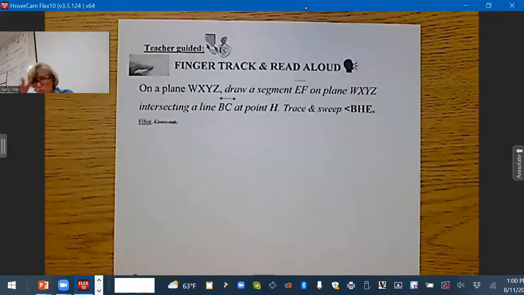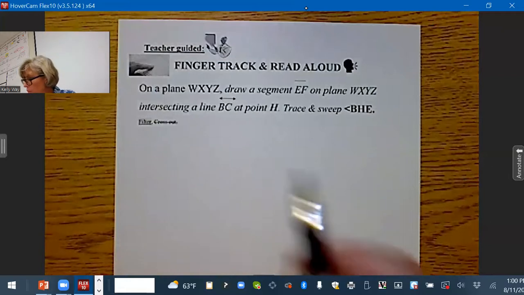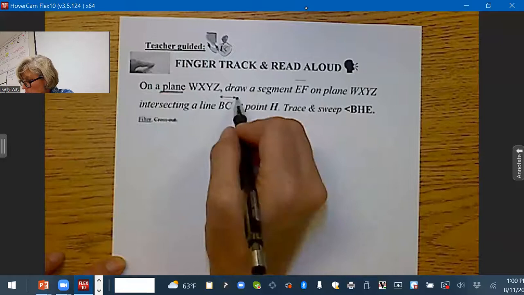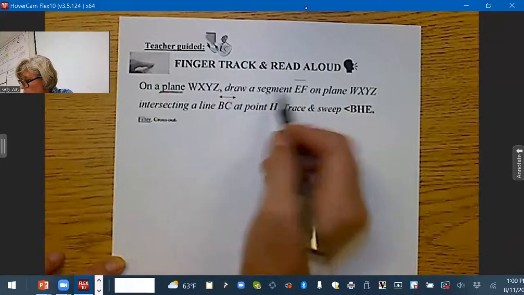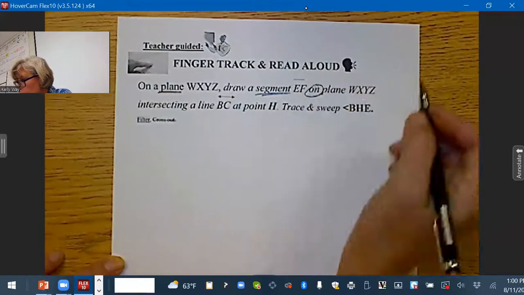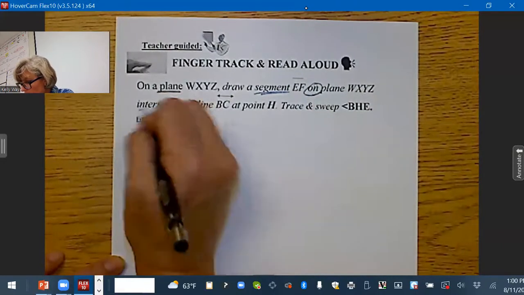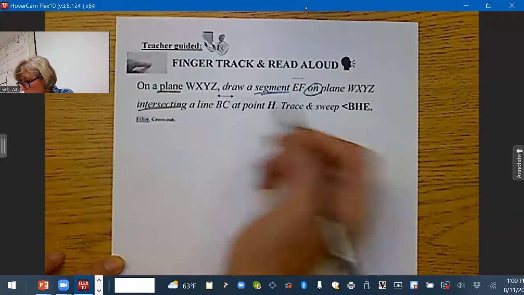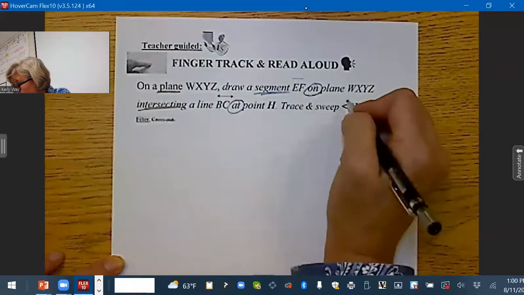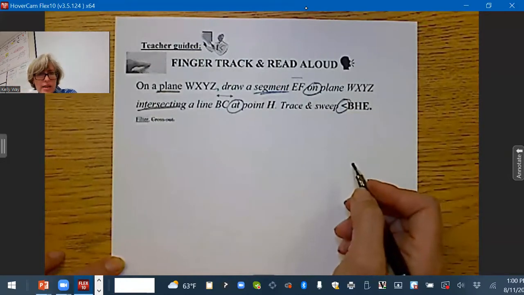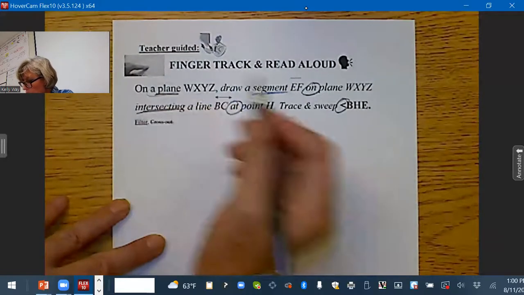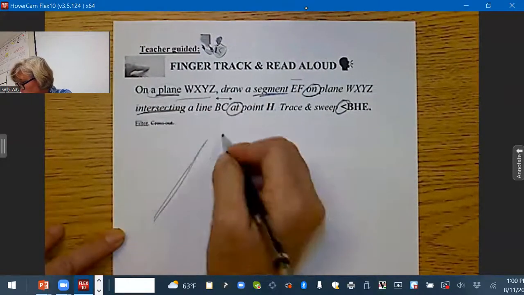Ready? Pass number 2, filter. Draw a plane WXYZ. Draw a segment on the plane. On, that means it's coplanar. Intersecting a line, BC, at a point H. Trace and sweep the angle, BHE. So one step at a time here. I'm going to draw a plane, 4 letters. Tabletop.